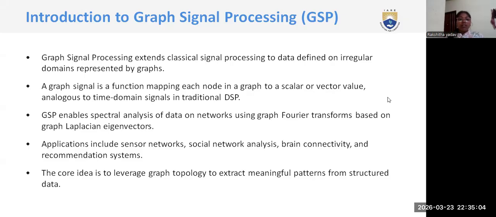GSP enables spectral analysis of data on networks using the graph Fourier transform based on the graph Laplacian eigenvectors. Applications include sensor networks, social network analysis, brain connectivity, and recommendation systems. The core idea is to leverage graph topology to extract meaningful patterns from structured data.